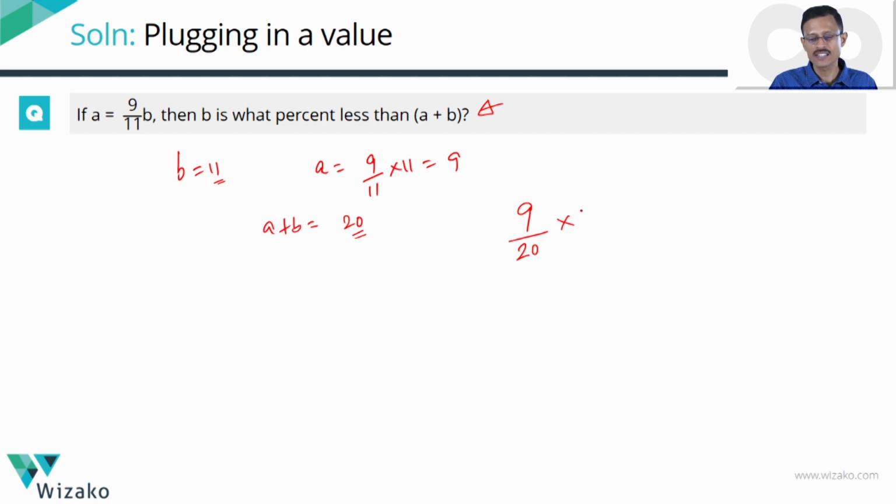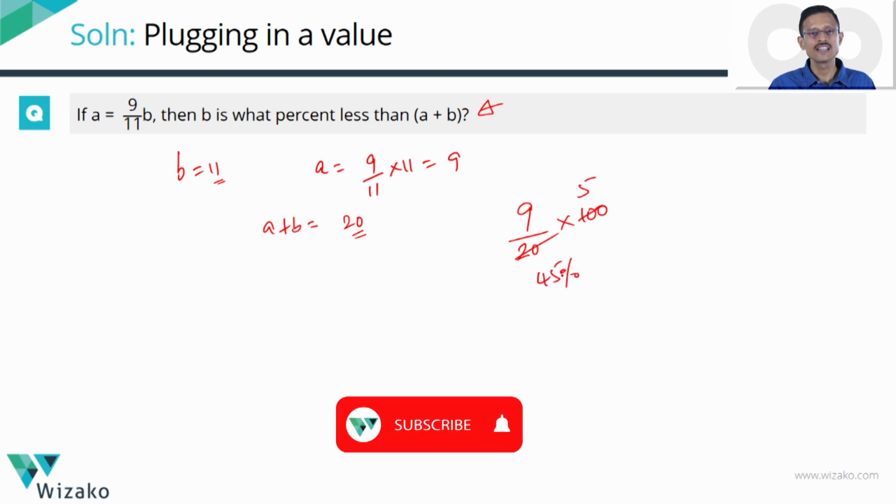So it is what percent less? Multiply it with 100. You have the answer. So this basically cancels out as a 5. B is 45% less than A plus B. So this is all that you need to do.